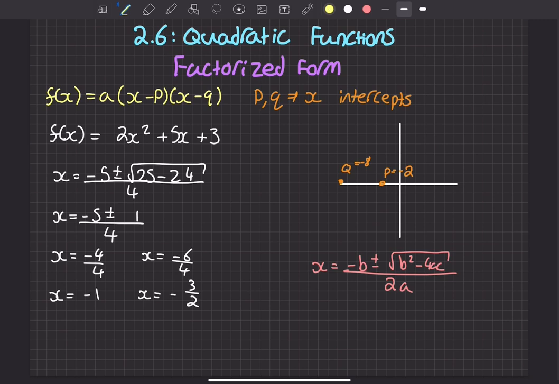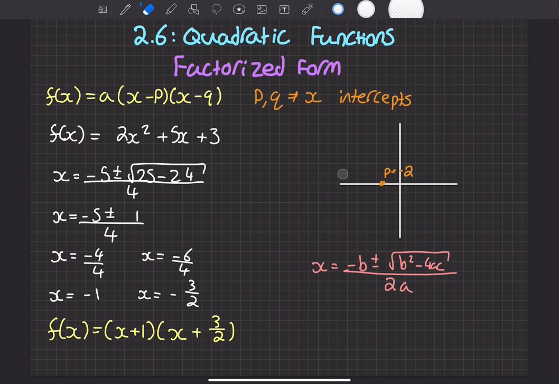And okay, first let's just put this in factorized form real quick. So now we have x minus minus 1, which would be x plus 1. x minus minus 3 over 2 is x plus 3 over 2. And there you have it. That's your quadratic expressed in factorized form. And another key feature which we can find from this is your axis of symmetry.